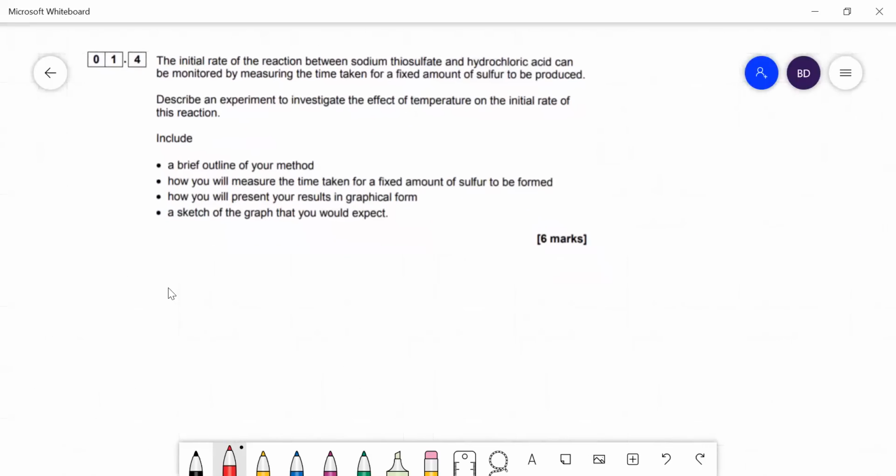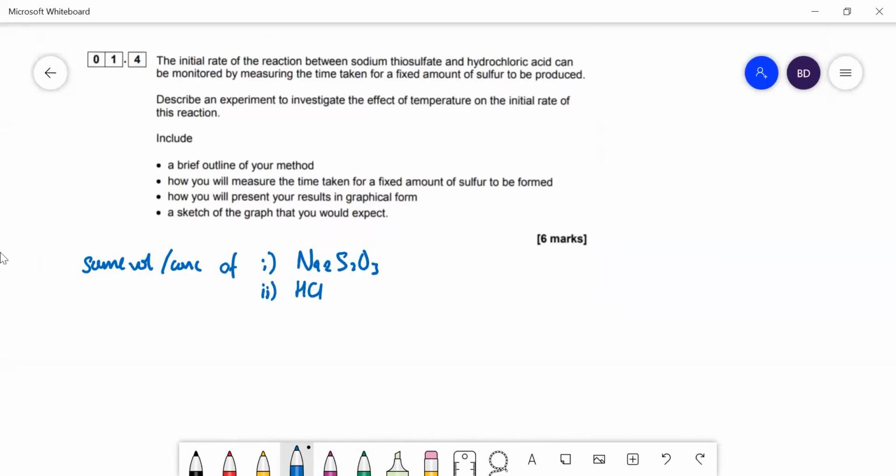Right, 6 marks. You don't want to go into the details of the practical too much. Basically, to keep it a fair test, you're going to use the same volume and the same concentration of sodium thiosulfate solution and also of hydrochloric acid.